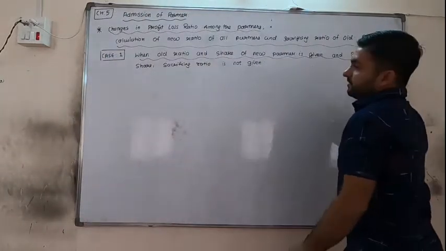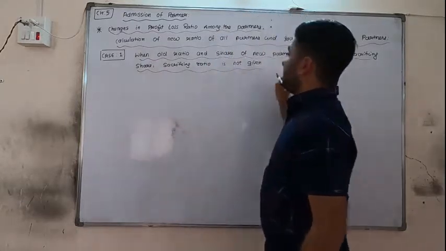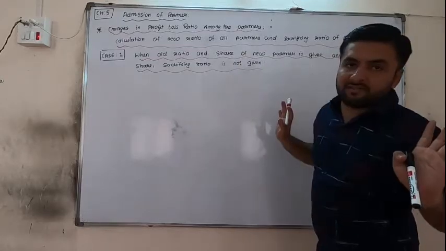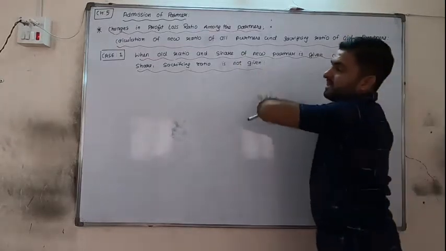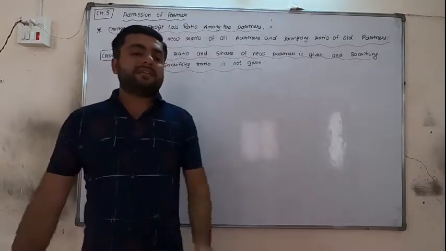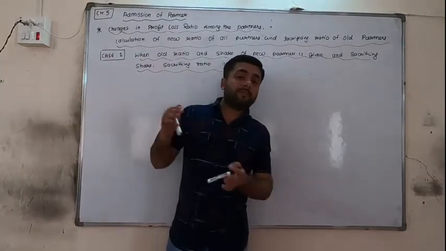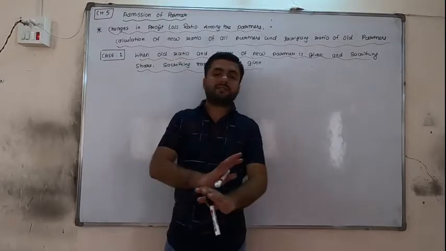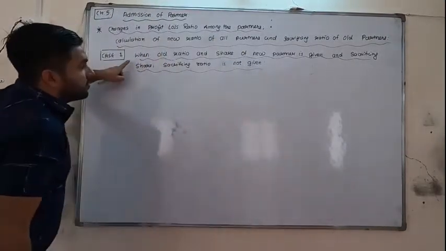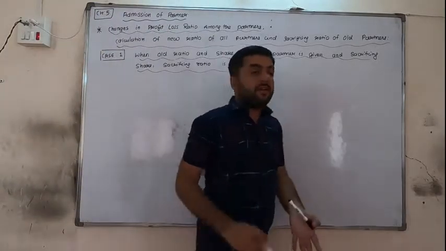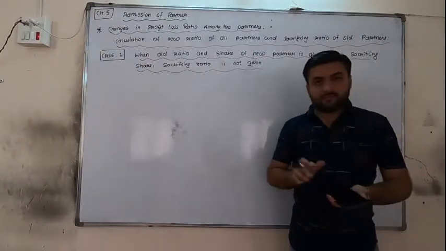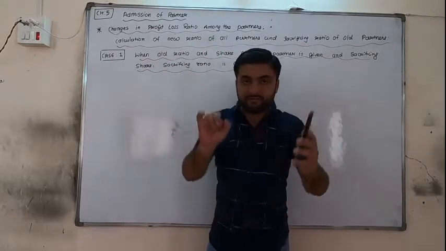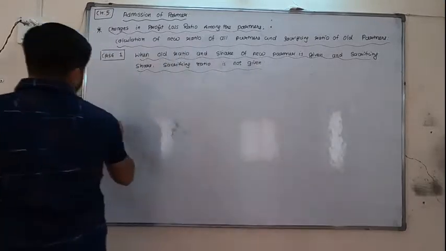How will you identify the adjustment, or how will you identify the sum? In the sum, old ratio and share of new partner will be given, and sacrificing share and sacrificing ratio will not be given. Sacrificing share and ratio means how old partners will give their share to the new partner. That thing will not be given. What will be given? Old ratio and share of new partner. Now, which are the steps to solve the sum? You don't have to take step 1, step 2, but I am giving the points in the order in which you will calculate the sum.